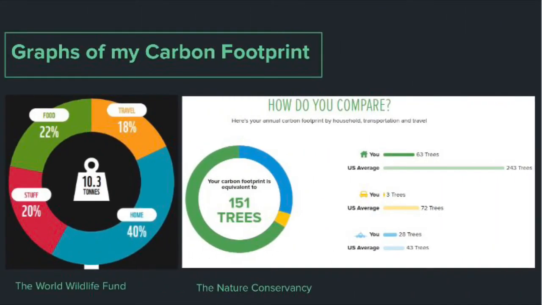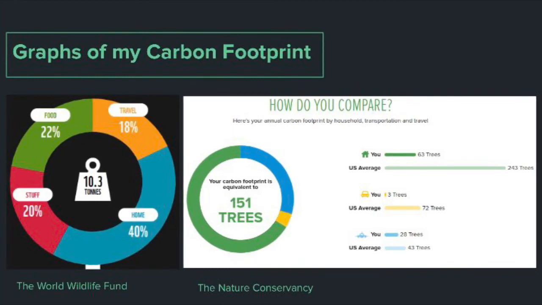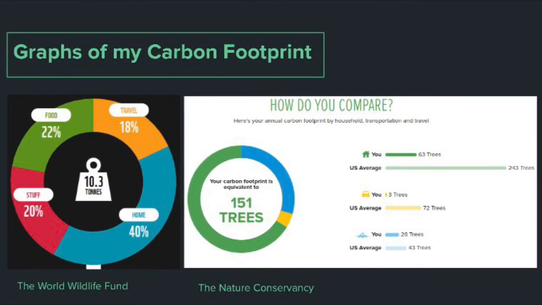So these are graphs from some of the sources that I used. So this has the World Wildlife Fund on it, and also the Nature Conservancy. So I really liked how with the World Wildlife Fund, it kind of broke it down by a category of food, travel, stuff, and home. And then for the Nature Conservancy, I liked how this graph broke it down by the number of trees that I would need to plant in order to offset my carbon footprint. So the average American would be 358 trees, whereas I am only at 151 trees.